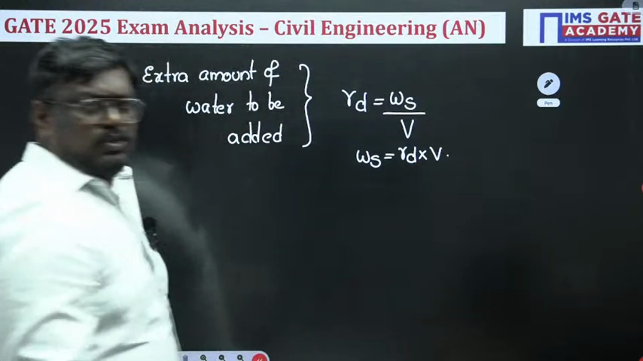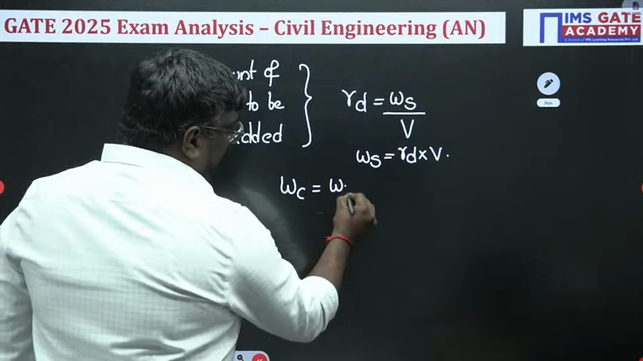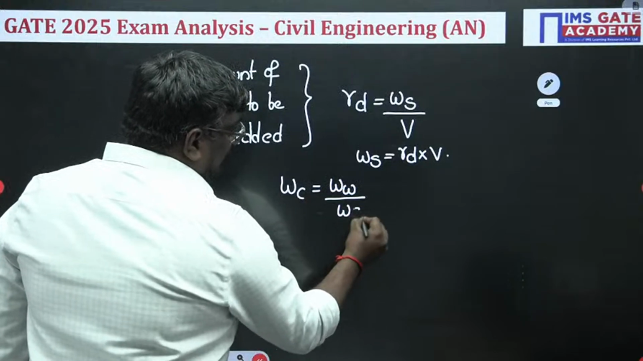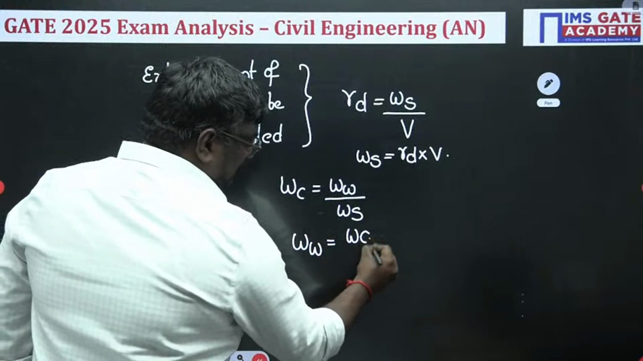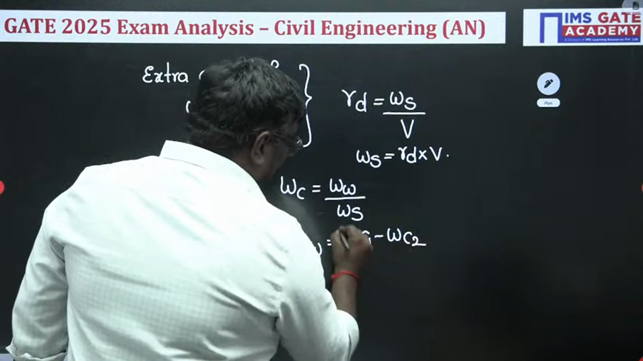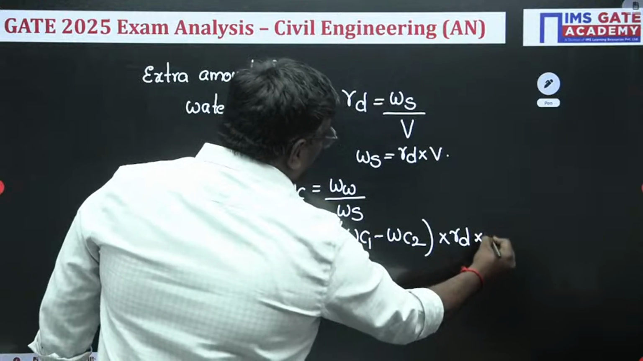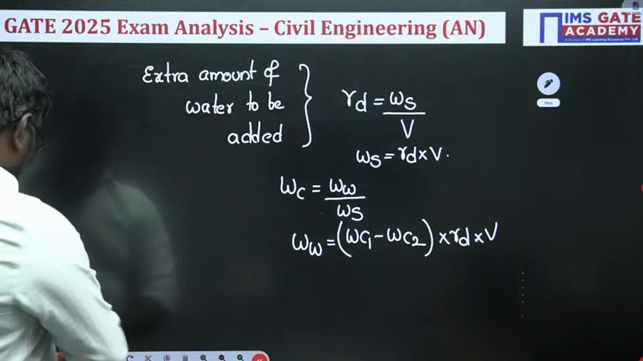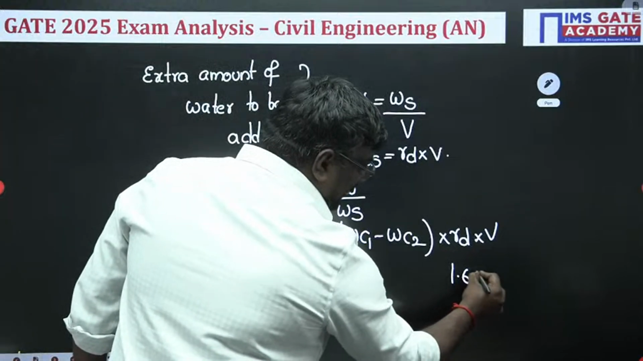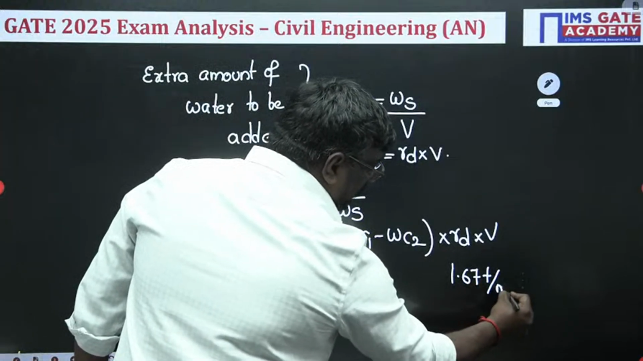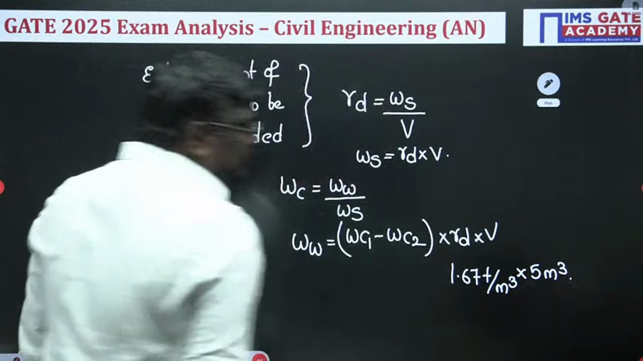Now water content is written as weight of water by weight of solids. So extra amount of water means weight of water is equal to water content 1 minus water content 2, times weight of solids, which can be written as gamma D into volume. Here gamma D you got 1.67 ton per meter cube, into volume, which is 5 meter cube.